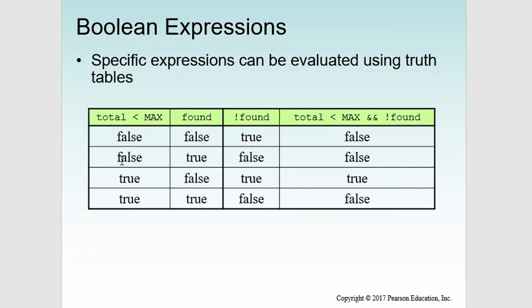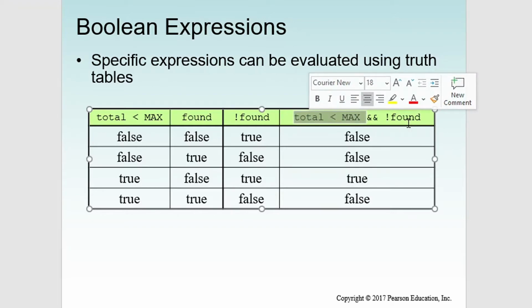The next line, if total is less than max, it's still false, but found is true, then not found is false. So both sides of this logical operator are false. So this is false. If total less than max is true and found is false, then not found is true. So that means that both sides of this expression are true. So then we're true right here. That's the only time that we're ever true, is if total is less than max and not found is true. Then total is less than max, found is true, so not found is false. So this side of the expression is true, but this side of the expression is false.